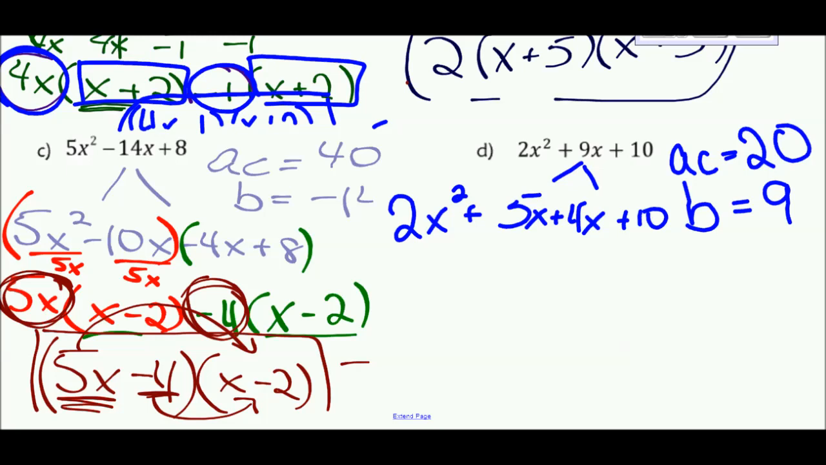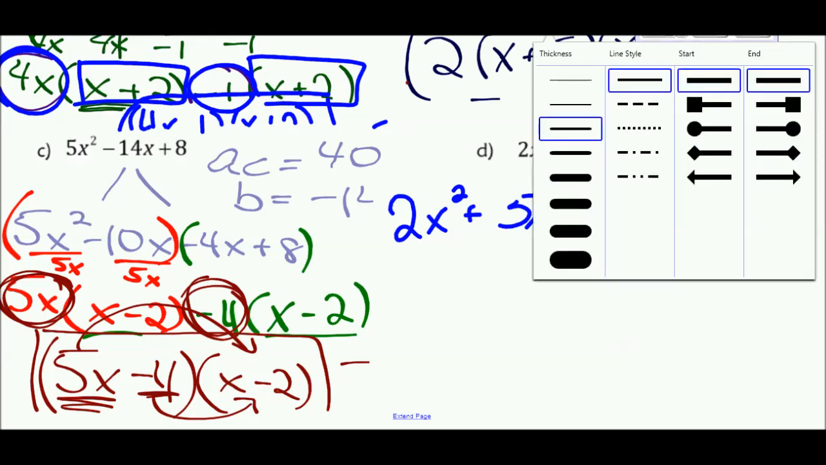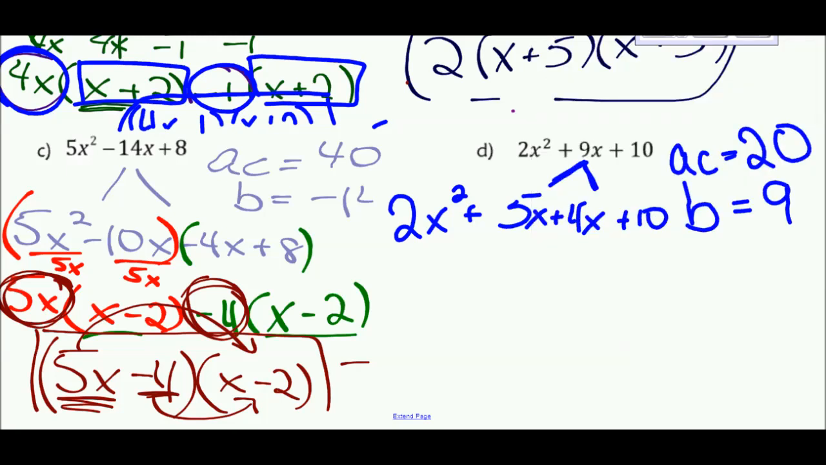Find whatever multiplies to give you AC and adds to give you B, and this middle term splits into those 2. So what do I do next? So I group my first 2. What can come out of there? So what can I factor out of both of those?